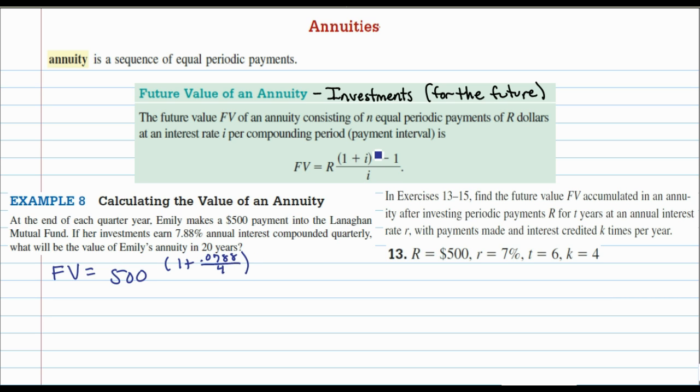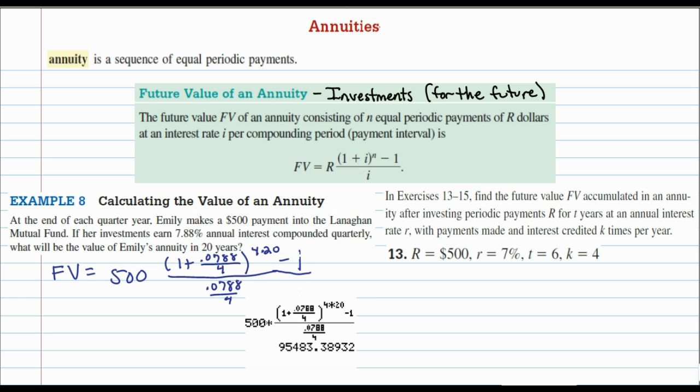Now N is the total number of equal periodic payments. So she's making these payments quarterly for 20 years. So that's 4 times 20. So she's making 80 of these $500 payments. Now we need to divide this whole thing by the I value, that fraction, 0.0788 over 4, her percent divided by the number of payments she's making per year, per compounding period. So now I'm going to figure out what that is in my calculator.